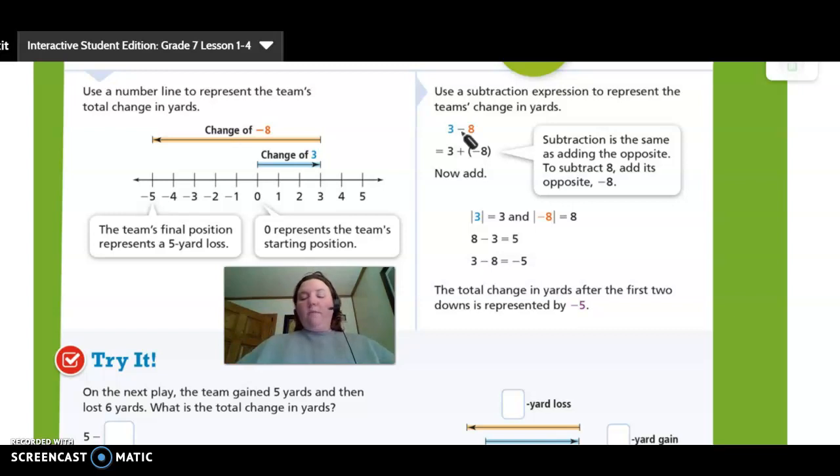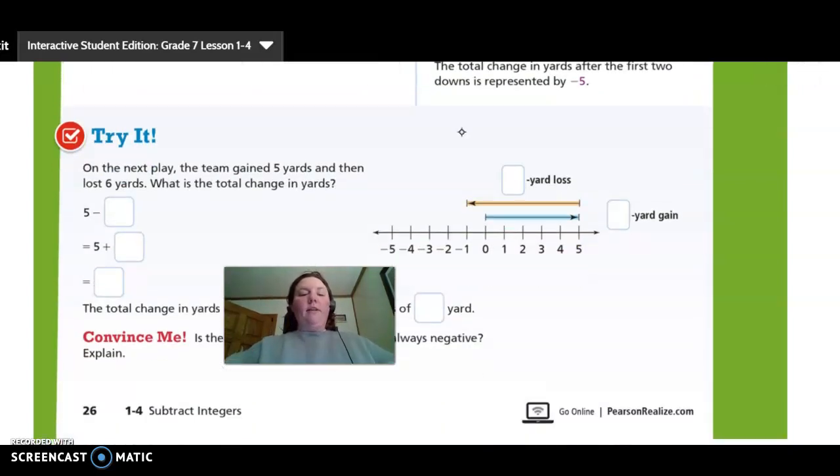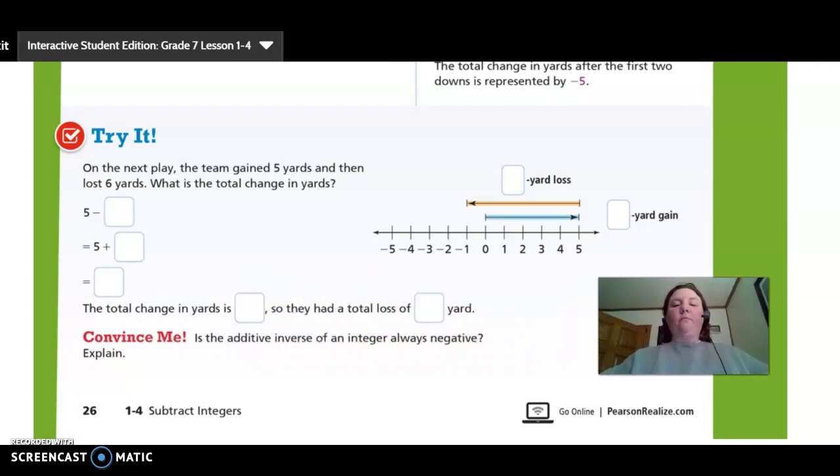We could also think about this, going back to our triangle learners, as applying it to the real world. If I have $3 and I want to spend $8, I'm short $5. All right, let's look at an example together.